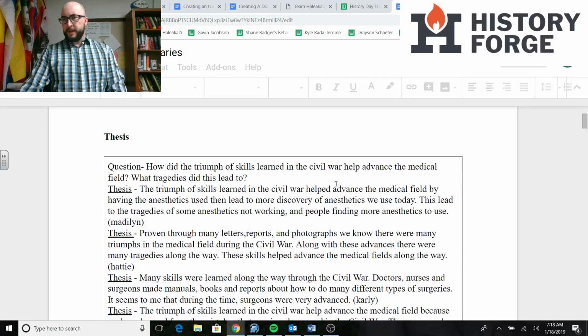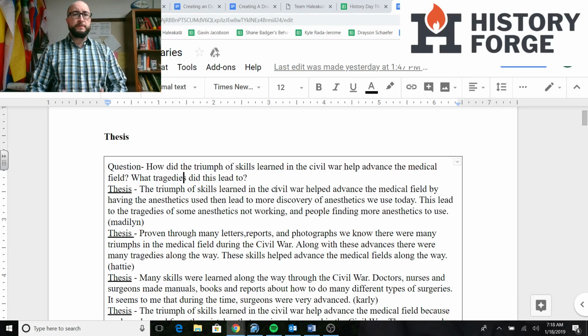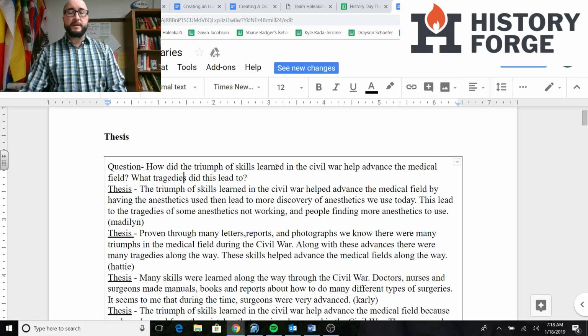This is a pretty common thing I see a lot with the thesis development, is you guys will post your question into the box. You can do that if you want to. You don't have to, not whatsoever. So if you don't feel like you want to post your thesis or your research question, don't feel like you need to. But if you want to, feel free. If it helps you keep organized, that's fine.